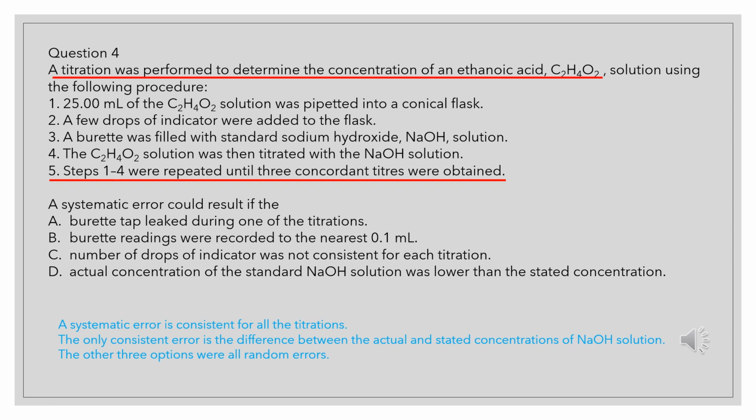If the burette tap is not correctly assembled or not correctly performed, the burette tap could leak. So, A is a mistake. Options B and C are random errors.